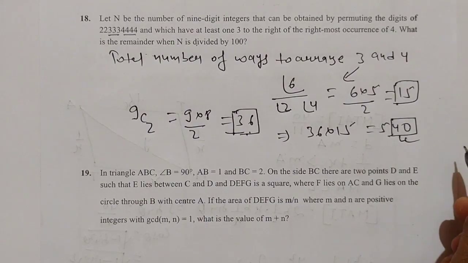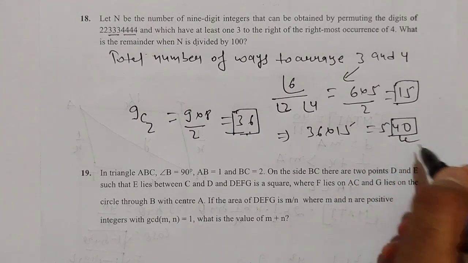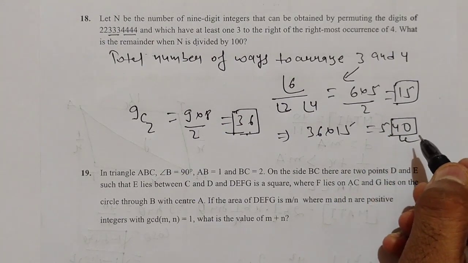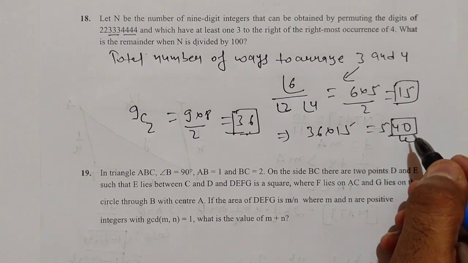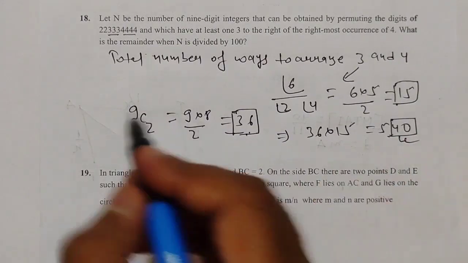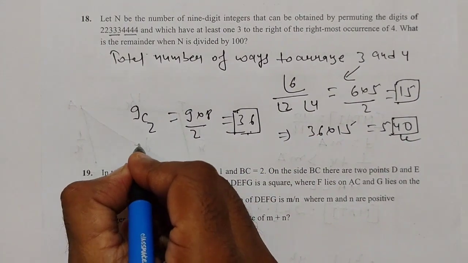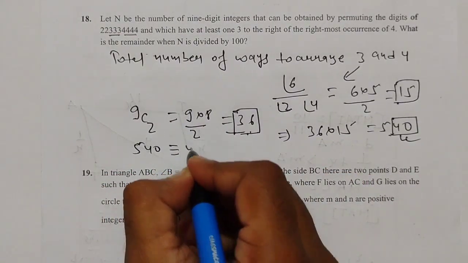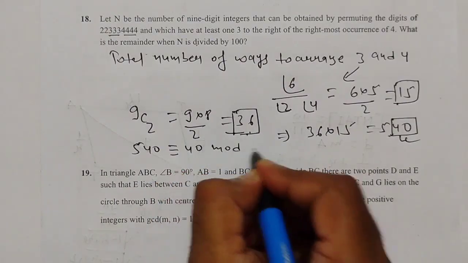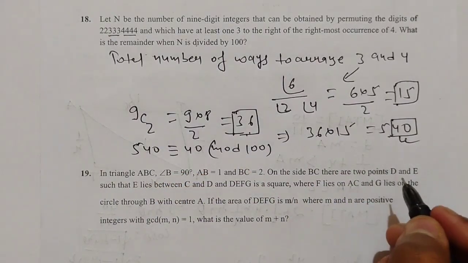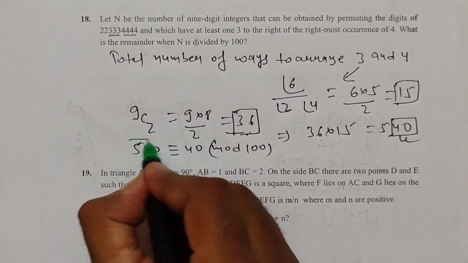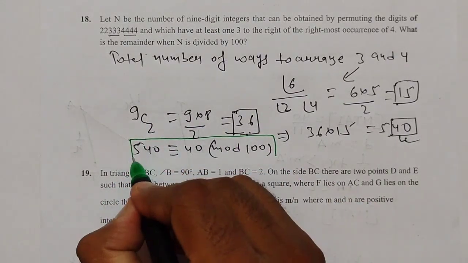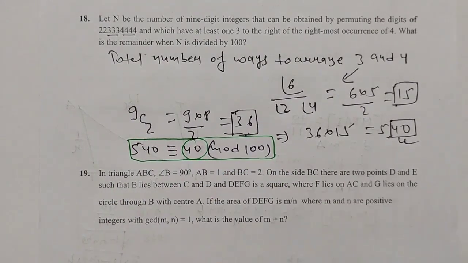The last two digits are 40. So we can see that the number when divided by 100 will give the remainder 40, and we can write this as 540 is congruent to 40 mod 100. So this is the final result, 40.